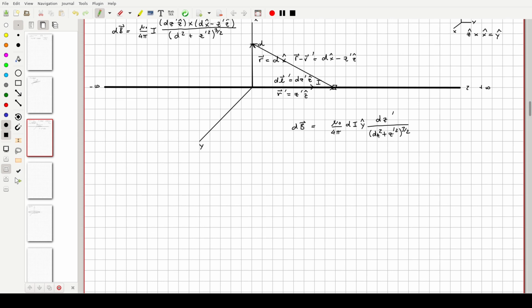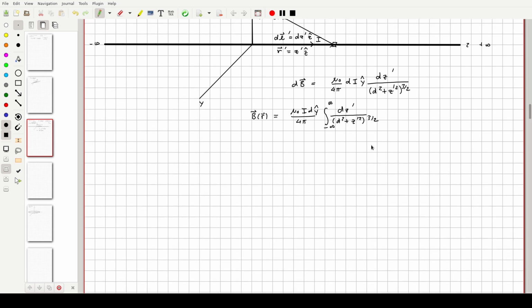So if I go ahead and put an integral on this, the first thing we see is that on the left-hand side, that turns into just the magnetic field as a function of position. I'm going to put that as r for right now. And on the right-hand side, like I said, you have a whole bunch of constant stuff. Mu naught is a constant, I is a constant, d is a constant, y hat's a constant, 4 pi, constant as well. And you're integrating from minus infinity to plus infinity of dz prime over d squared plus z prime squared raised to the 3/2 power. Now, what we're going to do here is a substitution.